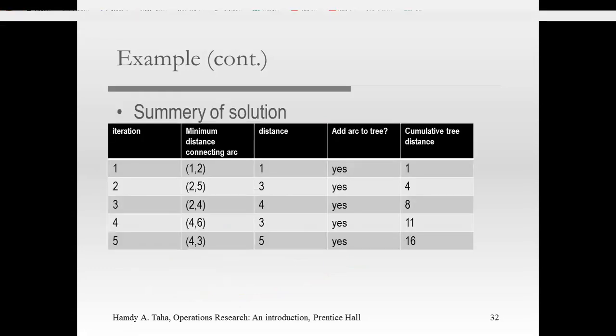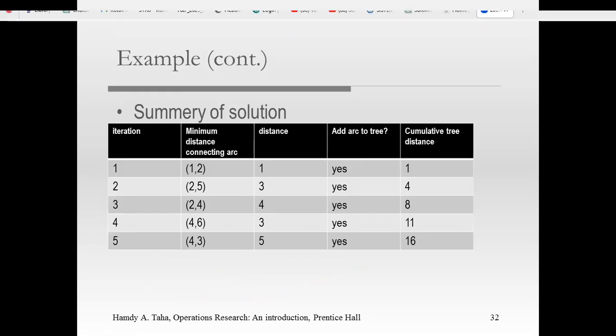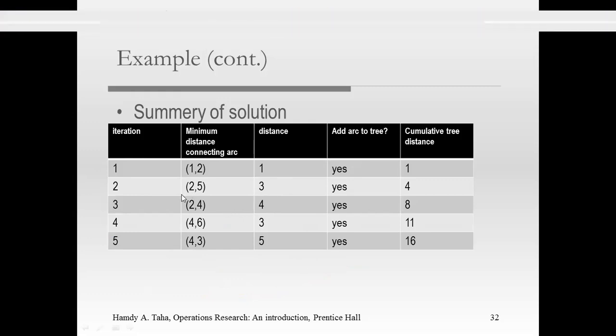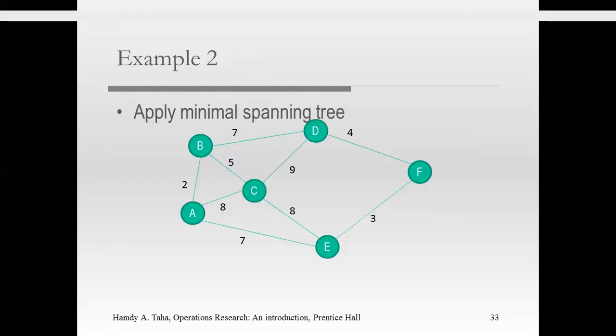Okay, and then we can summarize the whole solution. Iteration 1, we connect from 1 to 2, the distance is 1. And then next is 2 to 5, the distance is 3, the cumulative is 4. Then from 2 to 4, the distance is 4, the total is 8. And then 4 to 6, 11, 4 to 3, 16. So the total distance is 16 by using this. So we can minimize the cable. Automatically, we can also minimize the total cost.